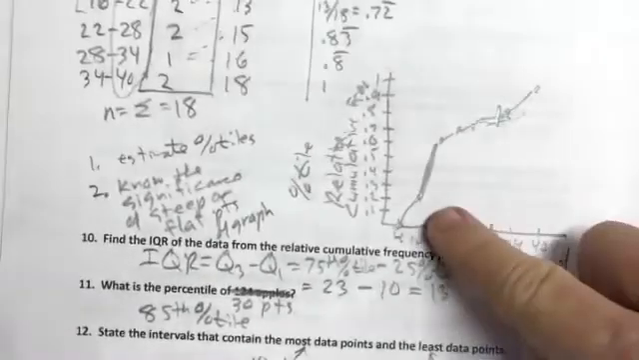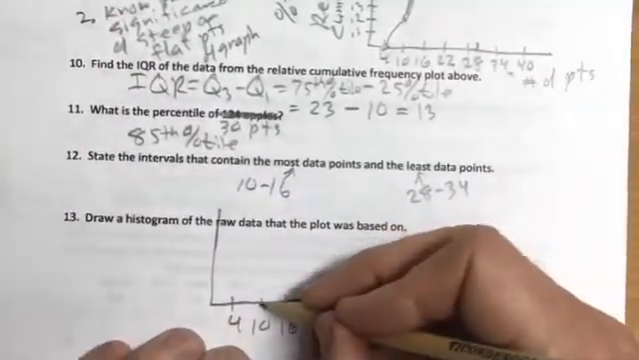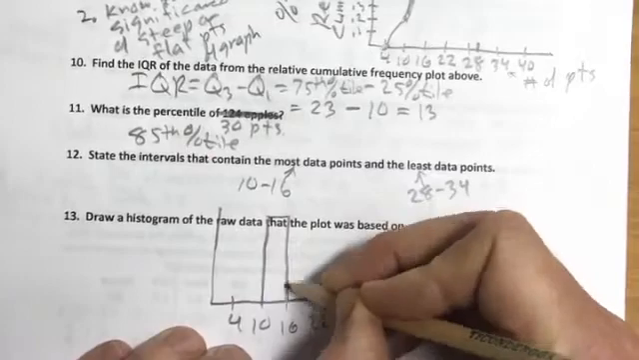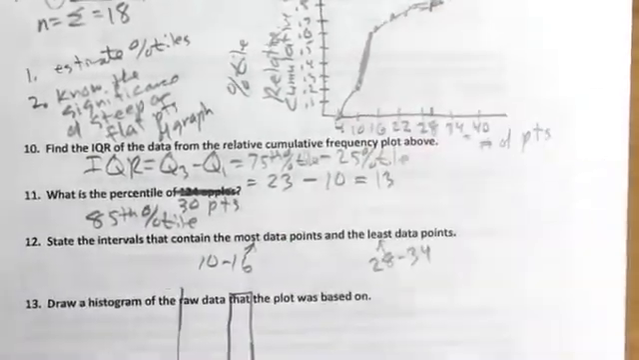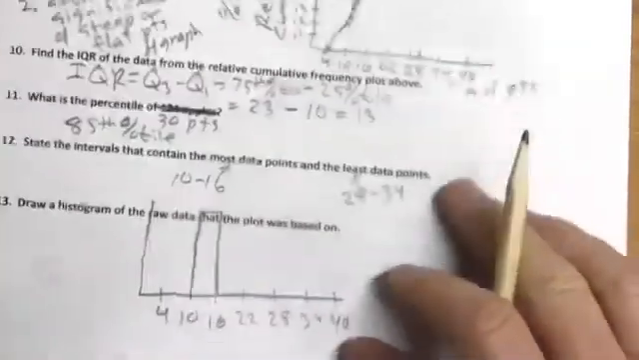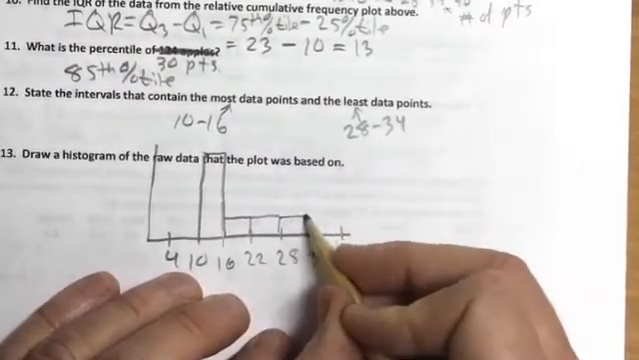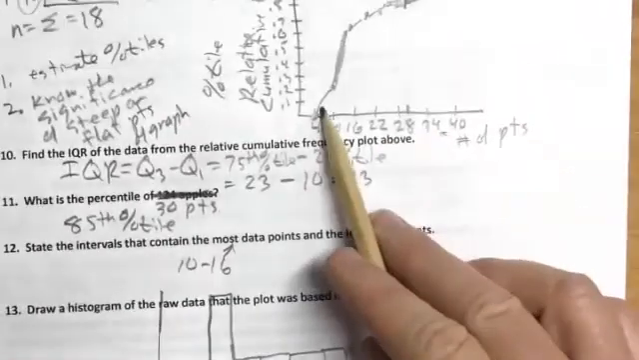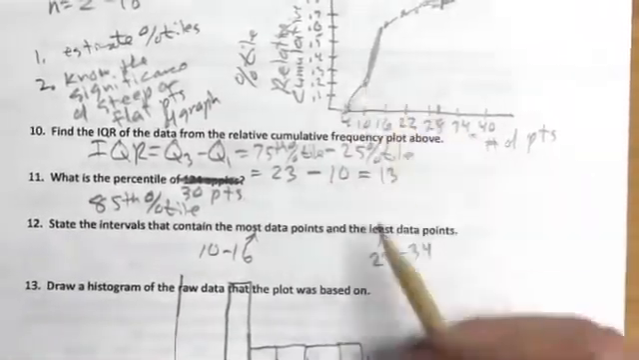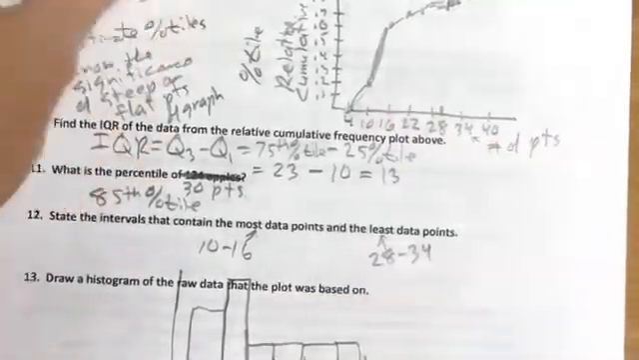Okay, it's really steep between 10 and 16. So that means there's a lot of data points there. So I'll put that going really high. All right, it's sort of flat in here. So that means there's not many data points in those classes. So I'll put that down here. Now, if you had a really good graph paper graph, you could estimate that. And it's not really that steep there. It's sort of steep there, kind of in between the two. So that would be like that. So there you go. That would be the estimate of the histogram.